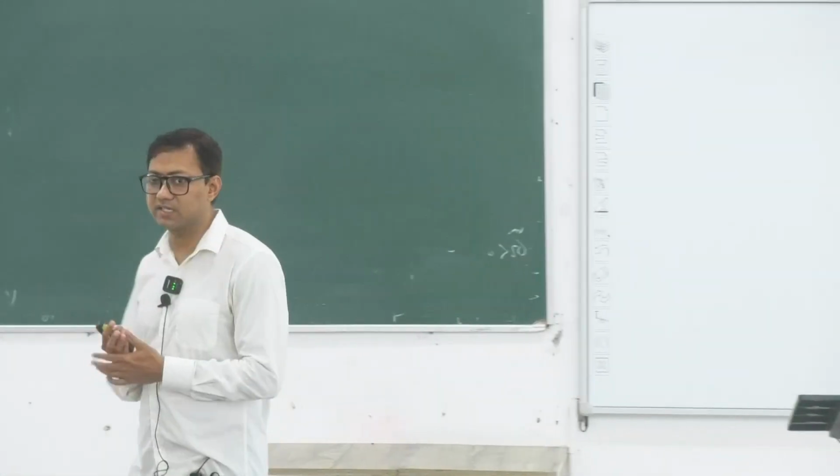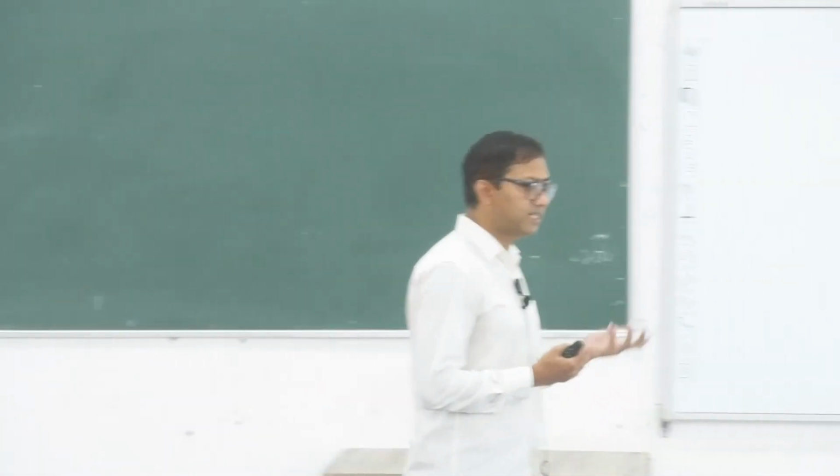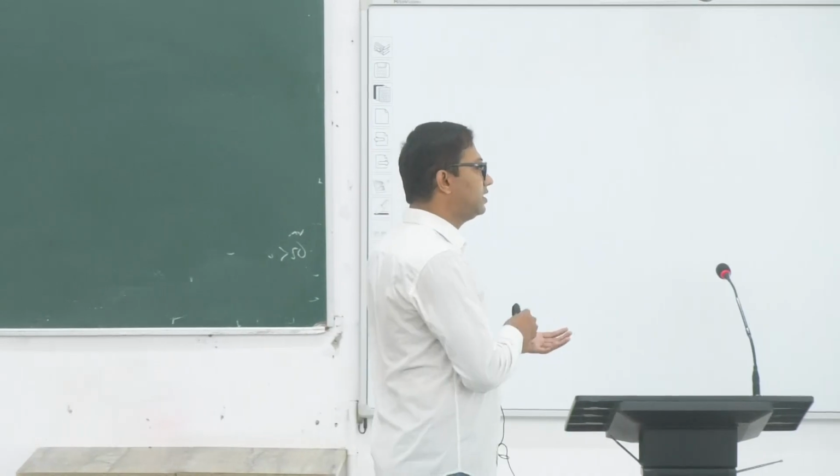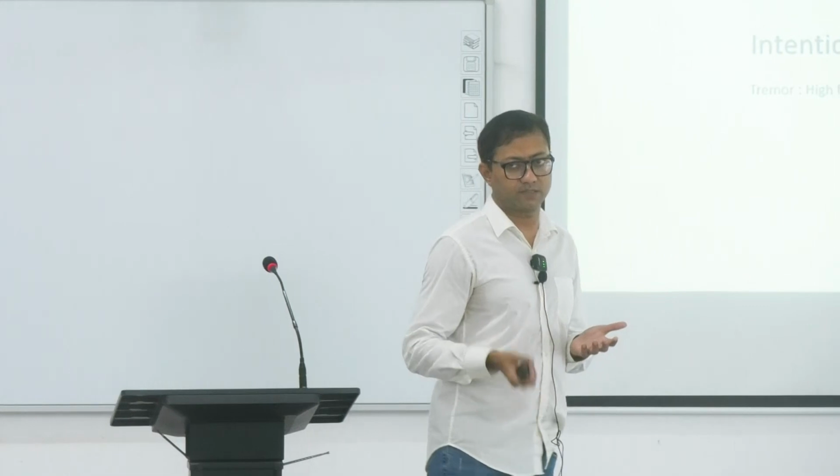Now what is intention tremor? When the patient has to do some job, then only there is tremor, right? To differentiate it from rest tremor, which happens in Parkinson's disease, a typical pill rolling tremor. In cerebellar disease, it is called intention tremor.